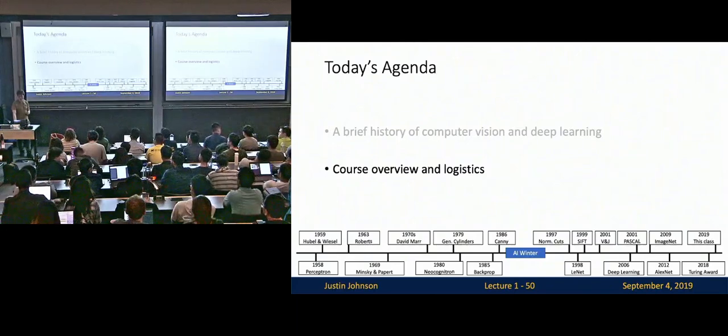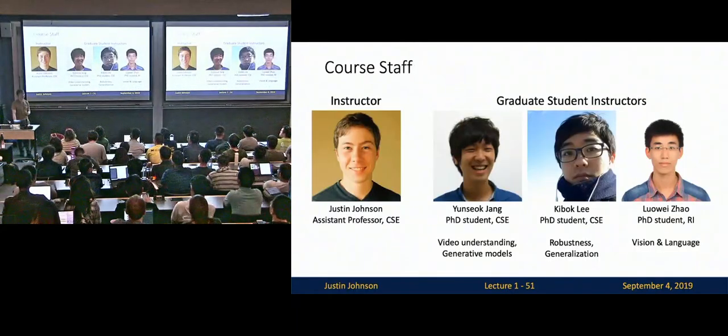No? Okay, great. So, course staff, who are we? I'm Justin Johnson. I'm a new assistant professor here in the Computer Science and Engineering Department. This is the first class I'm teaching here at Michigan. This is the first time I've been in this room, so I'm glad I found it and got the laptop connected. But I'm excited to be here, excited to be teaching you guys this semester.